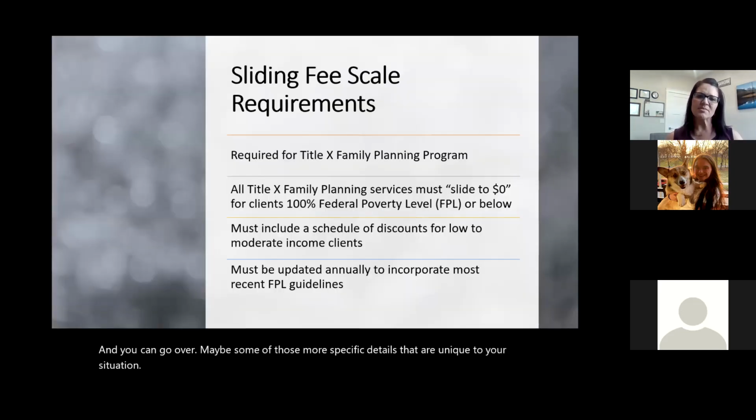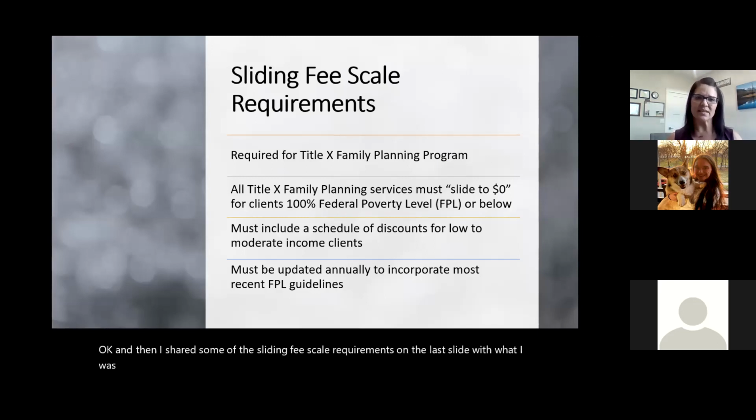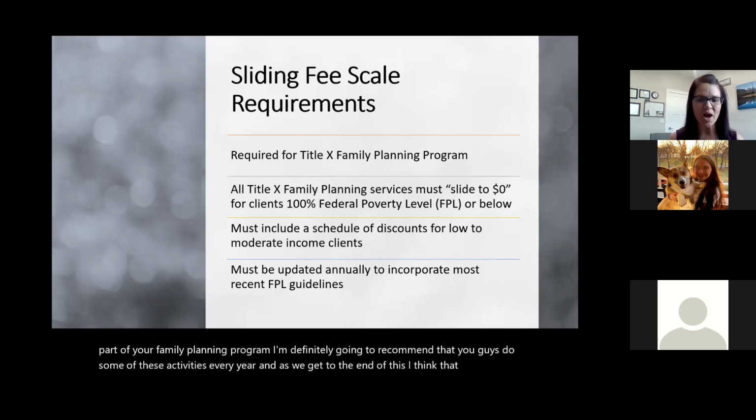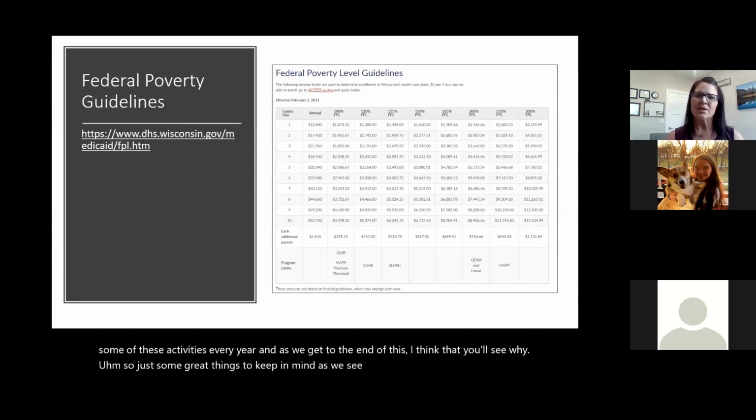Okay, and then I shared some of the sliding fee scale requirements on the last slide. We can see here that, of course, you have to perform this every 3 years as part of your family planning program. I'm definitely going to recommend that you do some of these activities every year, and as we get to the end of this, I think you'll see why. Just some great things to keep in mind as we see the requirements here.